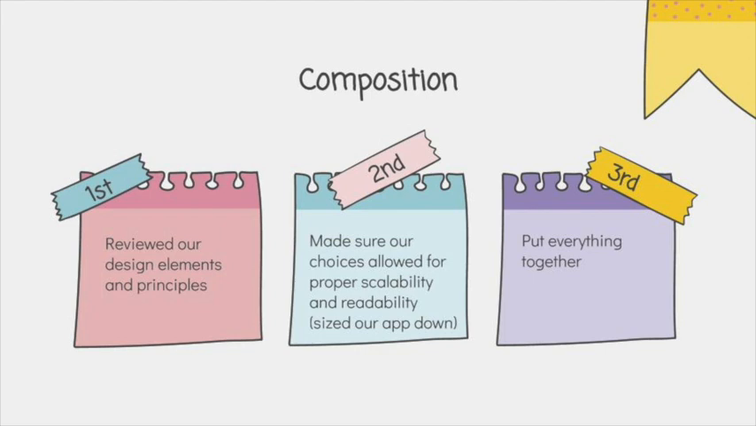For the composition phase, we first reviewed our app design and looked at the design elements and principles that we used to complete it. Second, we made sure that our choices allowed us to scale the design as well as still be able to see the design and the sign. Lastly, we put all of our final touches on to the design to create our final app logo.